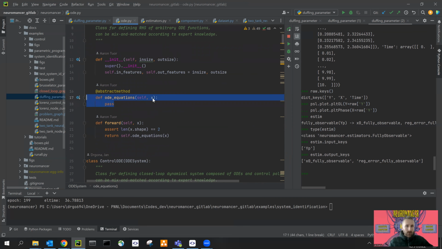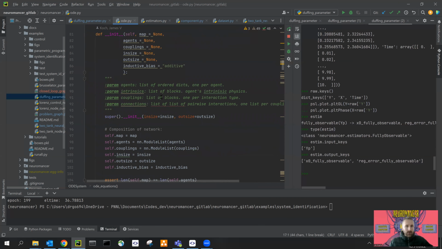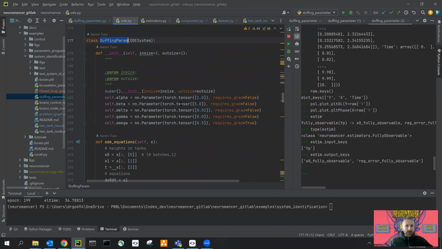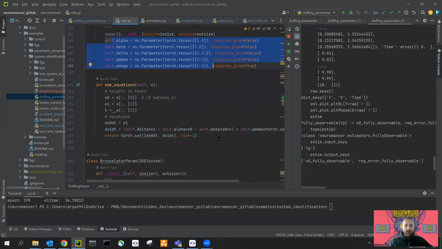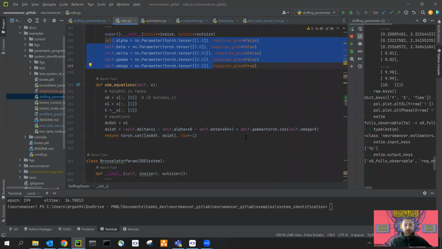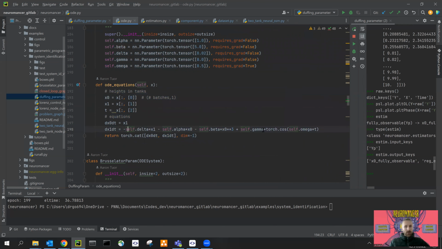So you define your own ODE equation, and examples include like this Duffing equation where we define a set of trainable parameters. Some of them can be fixed or not, and you define your right-hand side of your ODE. So this is parametric ordinary differential equation. There are no black box components. We are going to learn only one parameter in this example. That will be the omega over here. So what will be the influence of your time on this ODE?